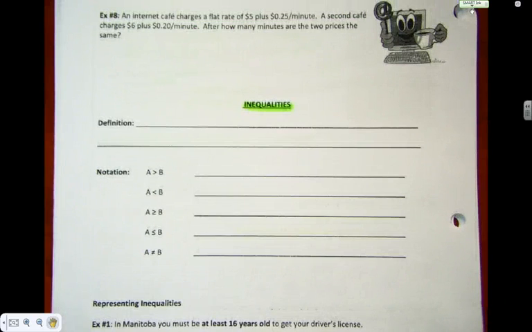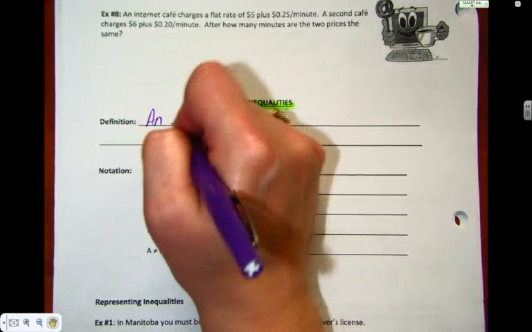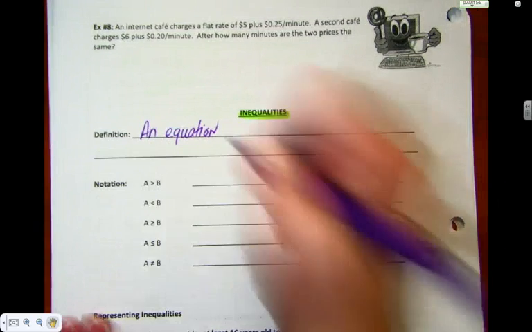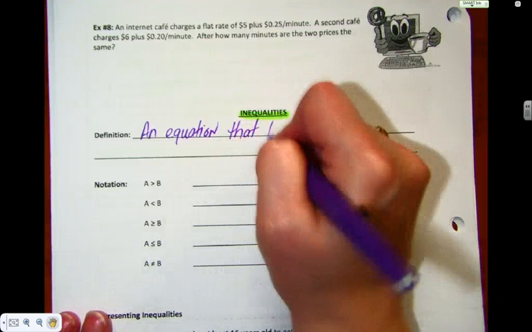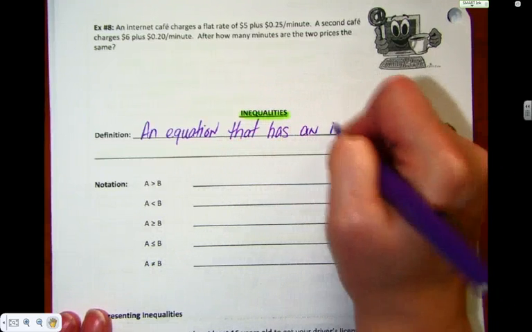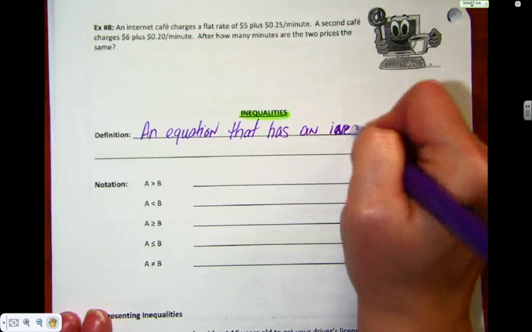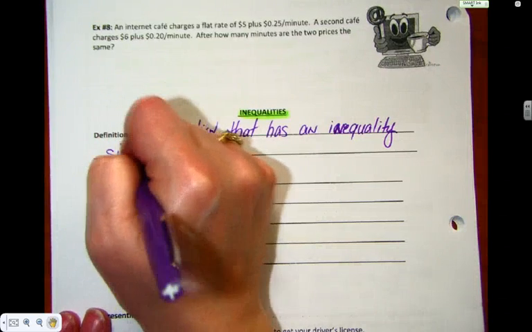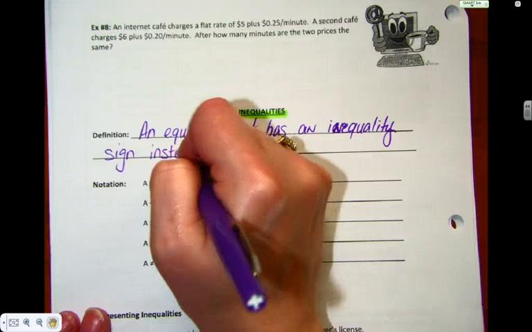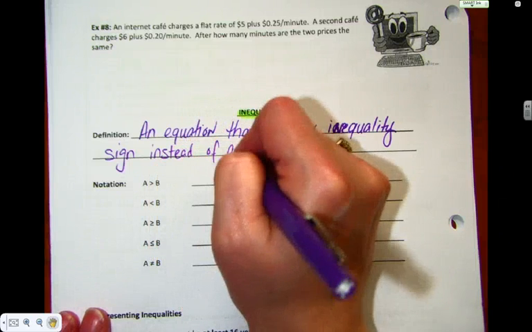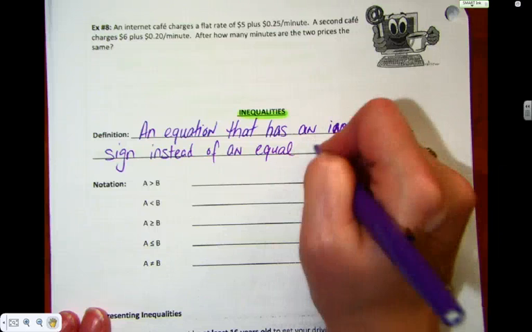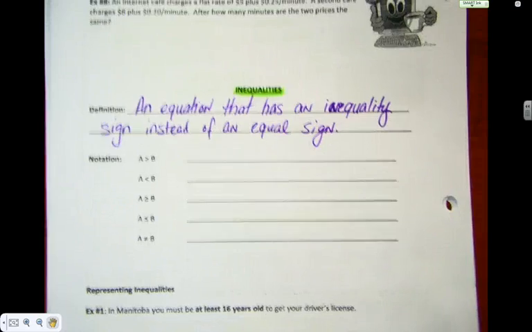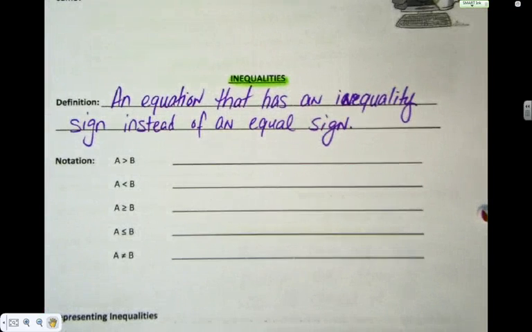So the definition of an inequality is an equation that has an inequality sign instead of an equal sign.